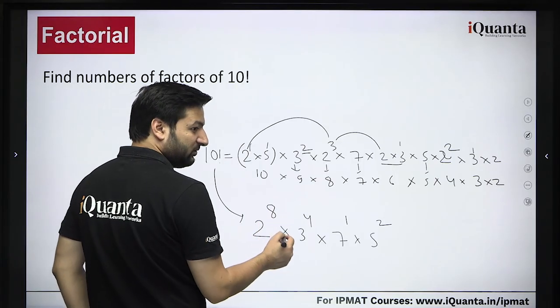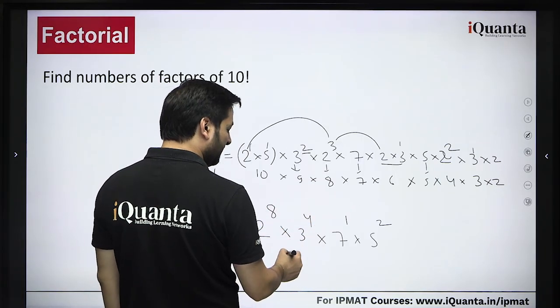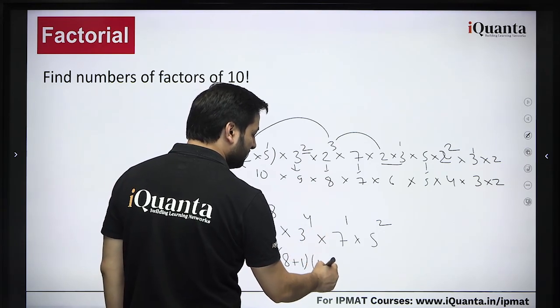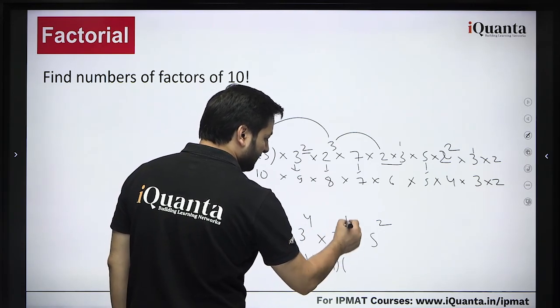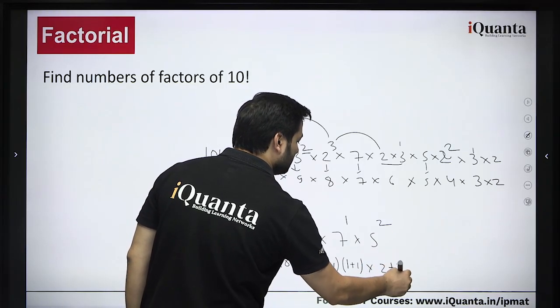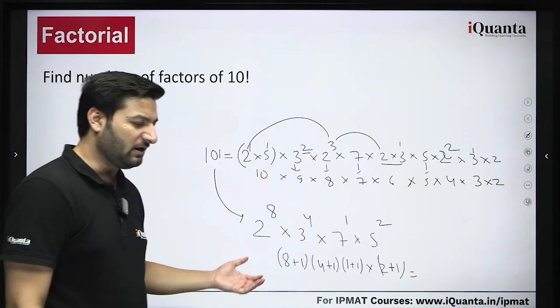You know how to find out the factors if you have the prime factorization. You simply increase the powers by 1 and multiply them all. So, the power of 2 is 8, so 8 plus 1, into the power of 3 is 4, so 4 plus 1. Then the power of 7 is 1, so 1 plus 1, and the power of 5 is 2, so 2 plus 1. And you can calculate this product to find out the total number of factors in 10 factorial. I hope this is clear.